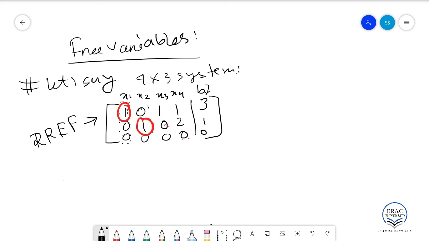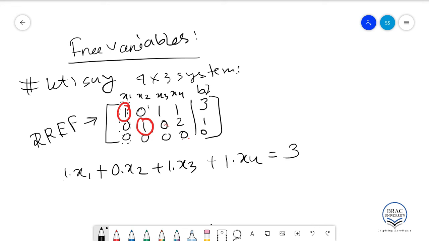Let's try to write down the equation that this reduced row echelon form gives us. This will be 1 times x1, 0 times x2, 1 times x3, and 1 times x4, which equals 3.